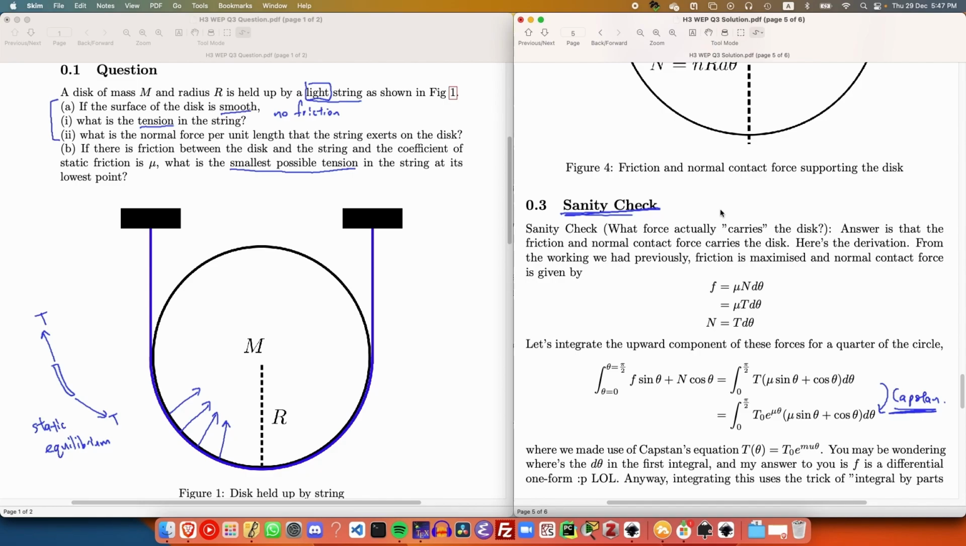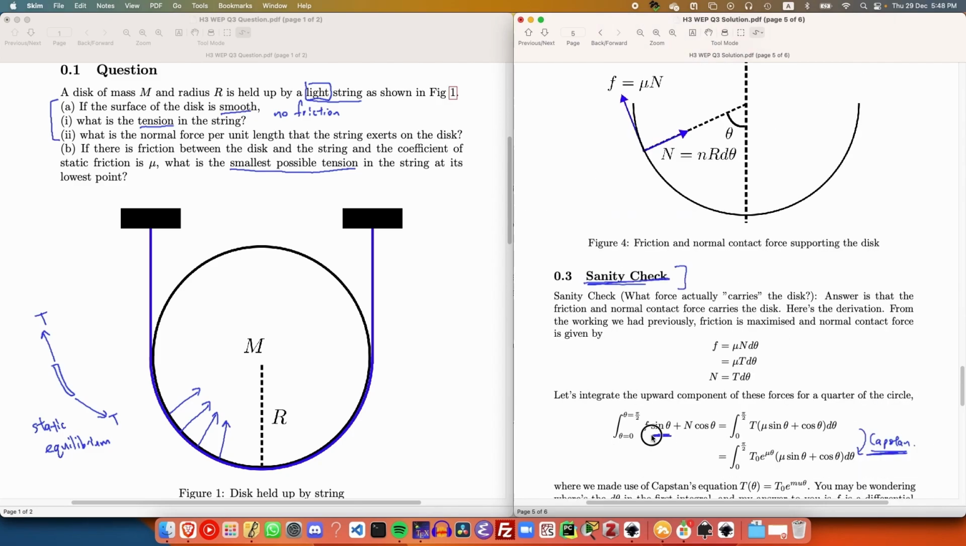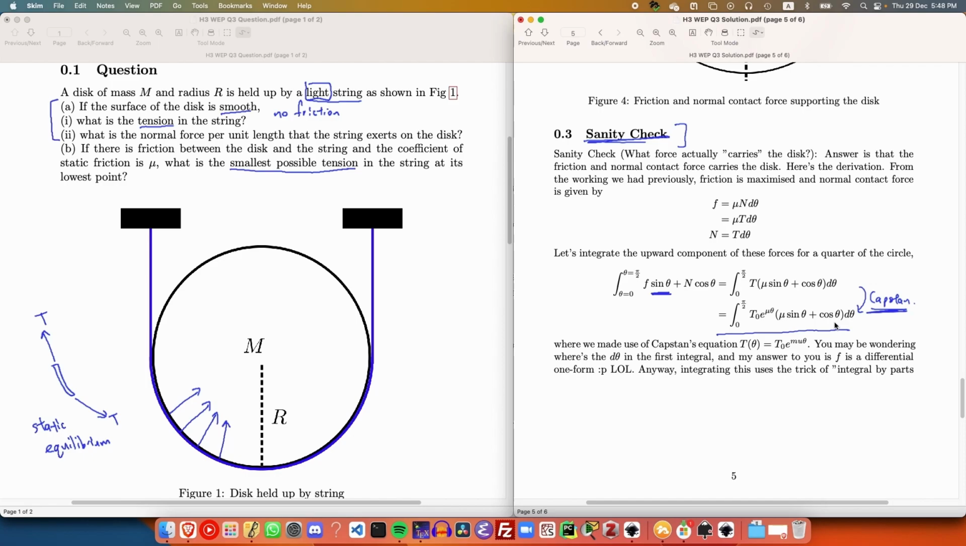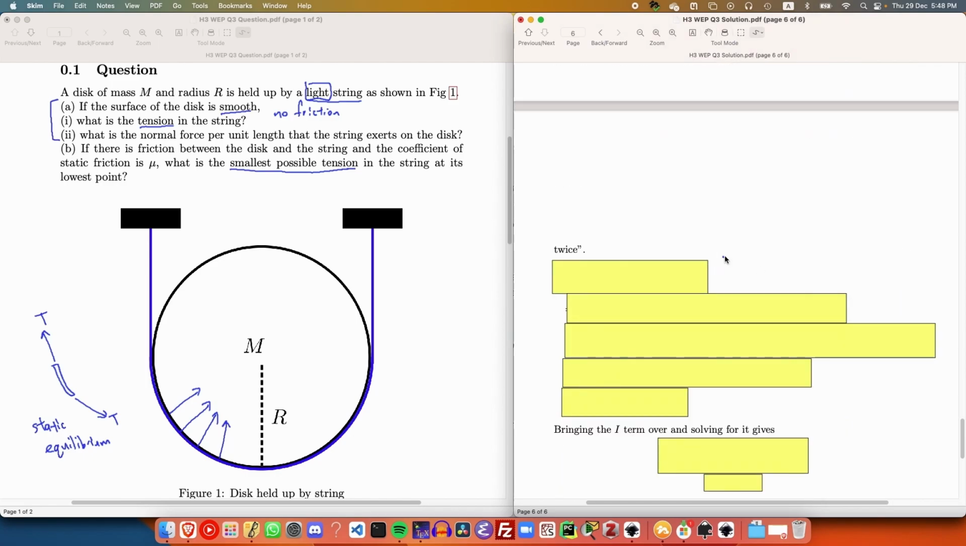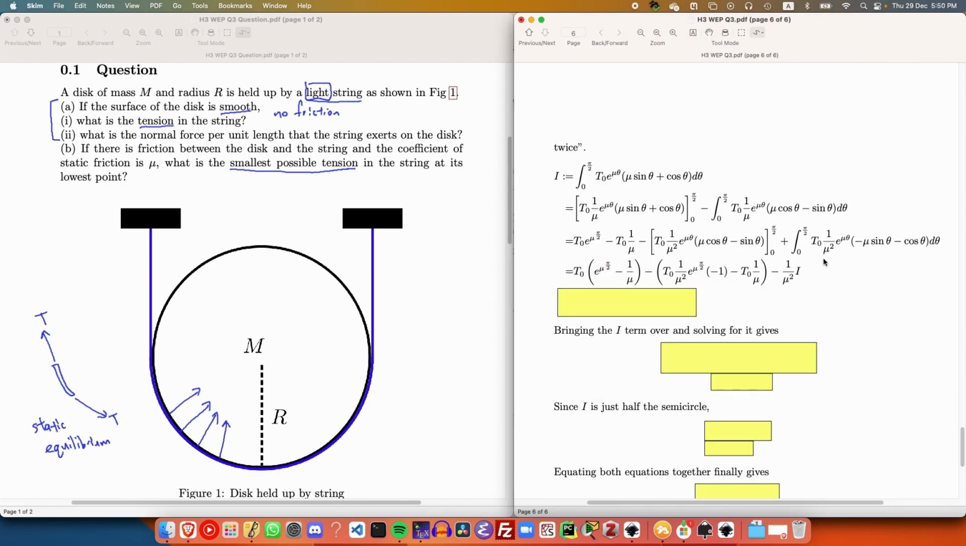So this isn't as much an alternative method as it is a sanity check in order to make sure that physics still works. Also note the difference between the friction and the normal contact force. The friction has a sine, whereas the normal contact force has a cosine, and the reason is because they are perpendicular to each other, hence the different trigonometry. Now let's evaluate this integral, and it turns out we need to use the double integral by parts trick. We obtain the following. We see that we actually obtain the original integral attenuated by a factor of mu squared. So letting the original integral be I, we can shift this I over to the other side, and solving for I would give us this.